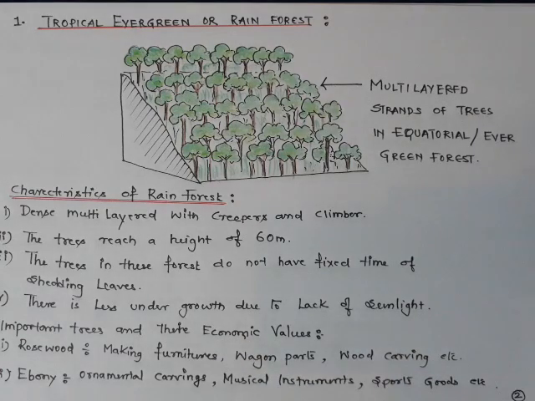They are dense, multi-layered with creepers and climbers. The trees reach a height of 60 meters. The trees in these forests do not have fixed time of shedding leaves. So this particular point you please keep in mind, that this is the reason why the trees in these forests are called evergreen. And there is less undergrowth due to the lack of sunlight. The lack of sunlight is because of the density. The trees do not allow the sunlight to penetrate deep inside, and that's the reason why there is less undergrowth.